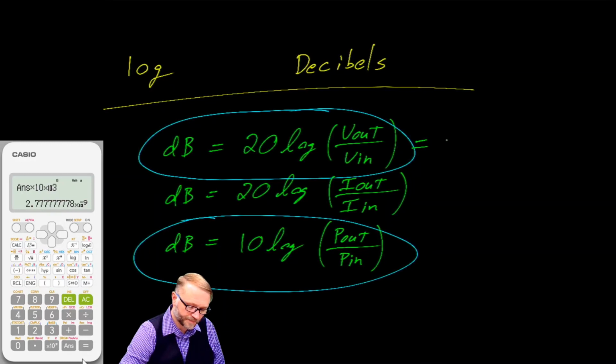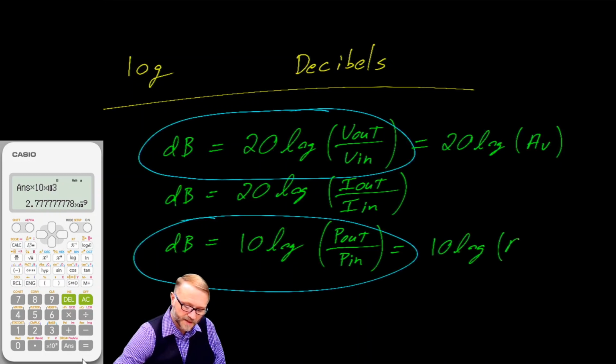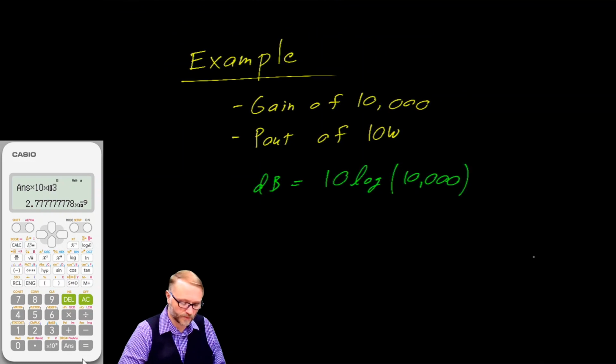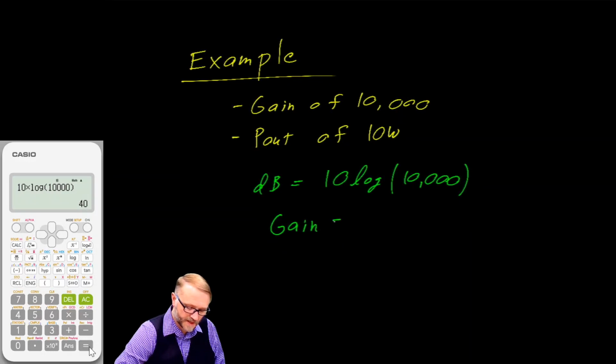For voltage, the decibel gain is equal to 20 log of voltage out over voltage in. That's the same as saying 20 log of the gain of the amplifier. Same thing for power. The decibel gain for power is 10 log of the power gain of the amplifier. Back to our example, now you can see where that 10,000 came from. Using the calculator, 10 times log of 10,000 is equal to 40. So the gain of this amplifier is 40 dB.